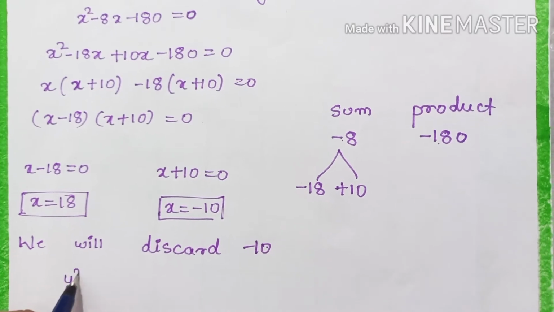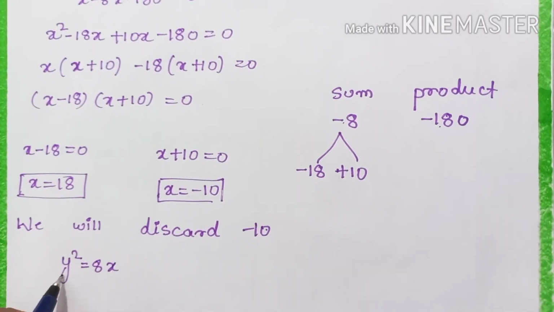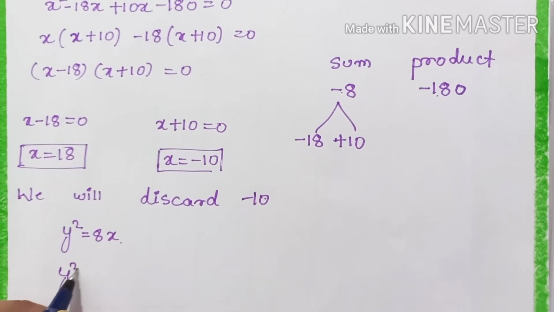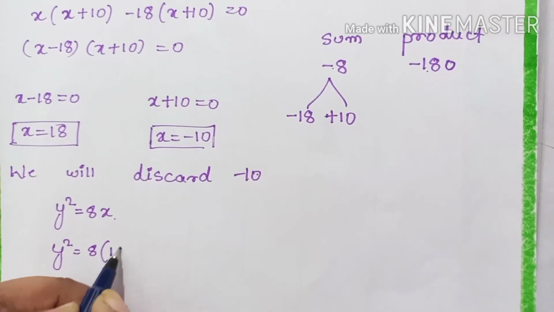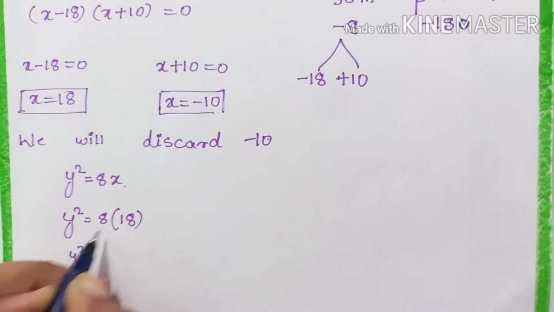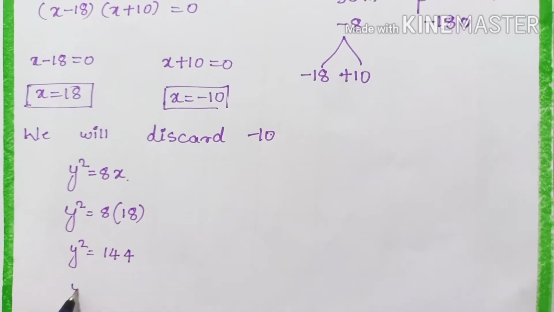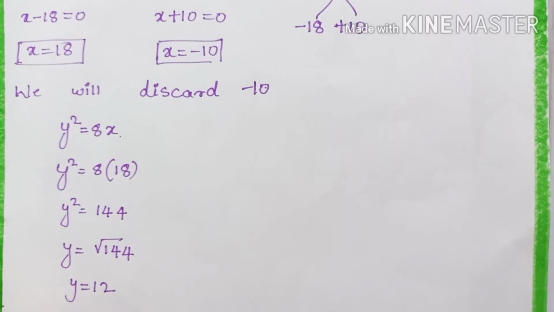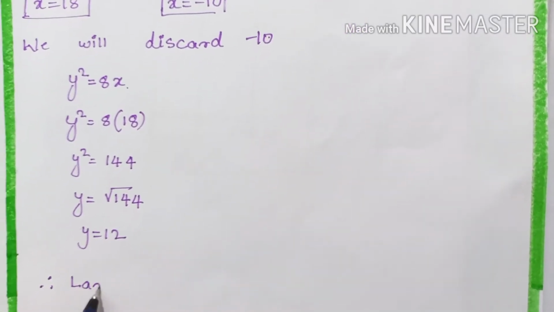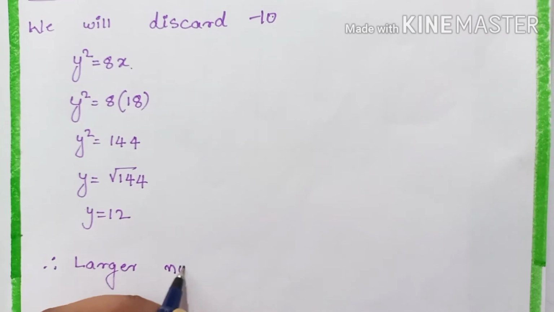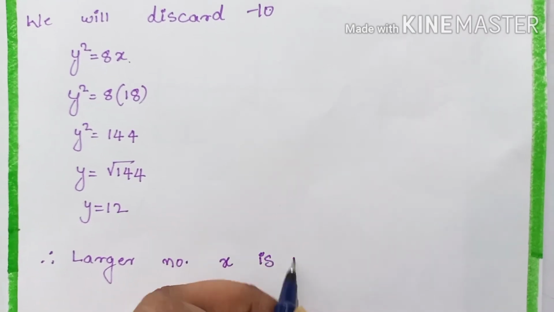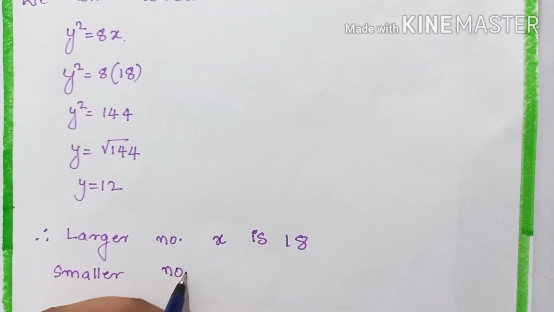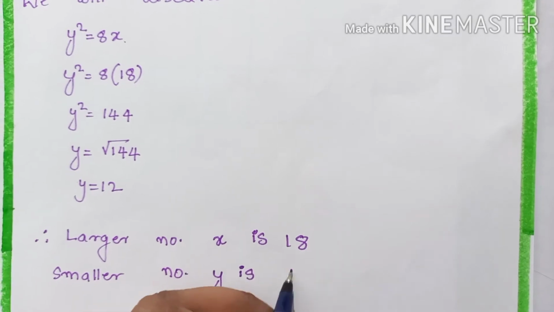Now we have assumed that y square is equal to 8x, y as the smaller number and x as the larger number. Now substituting x equals 18 in this, y square is equal to 8 into 18. 8 into 18 is 144, y is equal to under root 144, therefore y is equal to 12. Therefore the larger number which we have assumed to be x is 18 and the smaller number which we have assumed as y is 12.